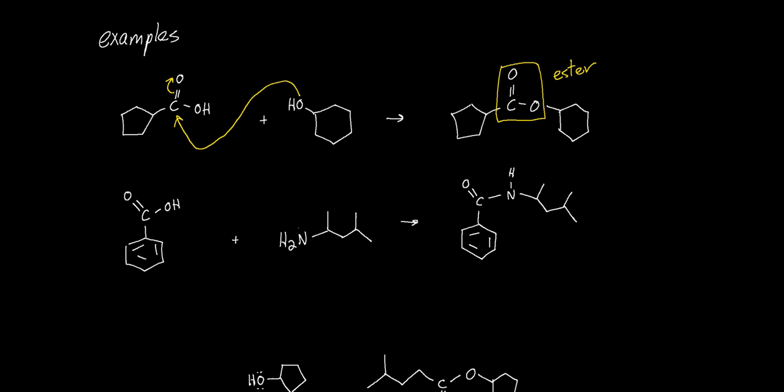The amine, excuse me, does a nucleophilic attack on the carbonyl, like that, forms that new bond, and after the same steps we get our amide. So you could practice these two reactions, writing out the full mechanism like we did above.